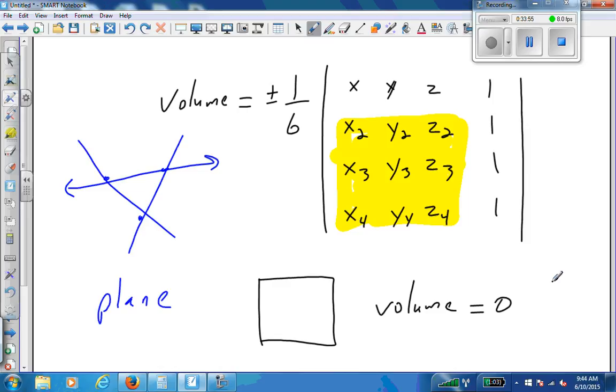So those are several applications of determinants. There are other ones that we may discuss later, but that should be sufficient for now.